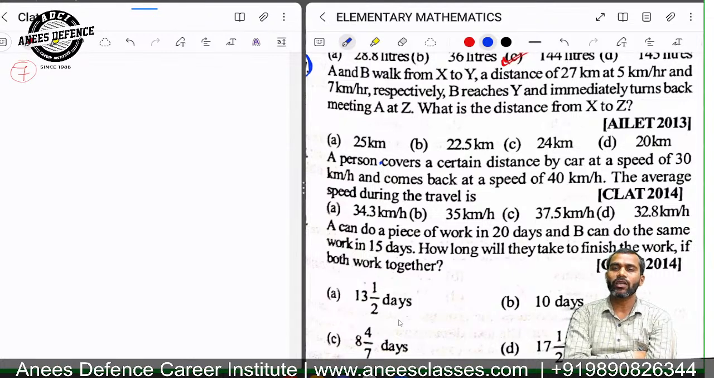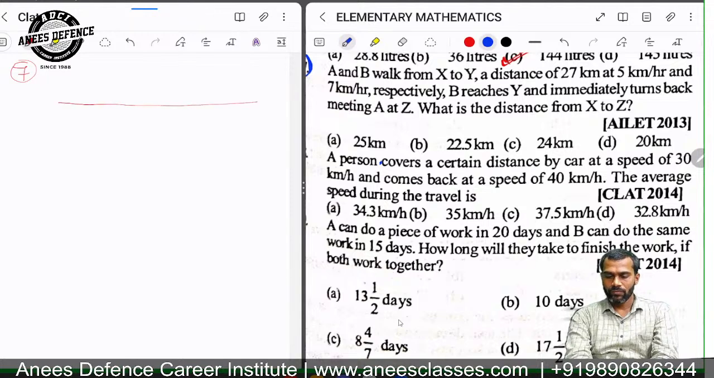See, what is there in the question? A and B walk from X to Y, a distance of 27 kilometers at 5 kilometer per hour and 7 kilometer per hour respectively. So that is the speed of A and B. B reaches Y and immediately turns back, meeting A at Z. What is the distance from X to Z? Have you understood the question? Yes, Purva.